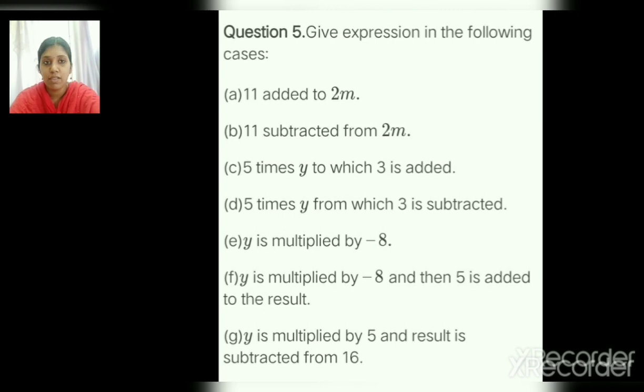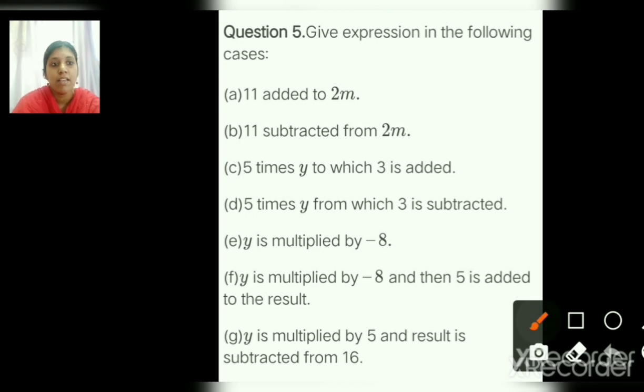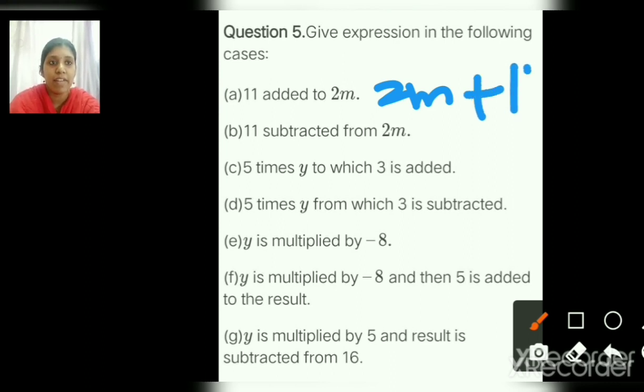So first one, 11 added to 2m. How can we write this statement as an expression? 11 is added to 2m. So we have to write 2m first, then 2m plus 11 added. So plus sign. Clear, children?